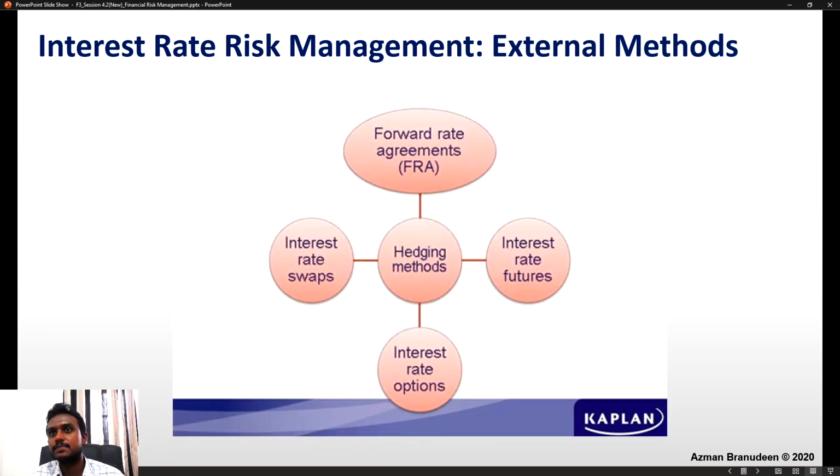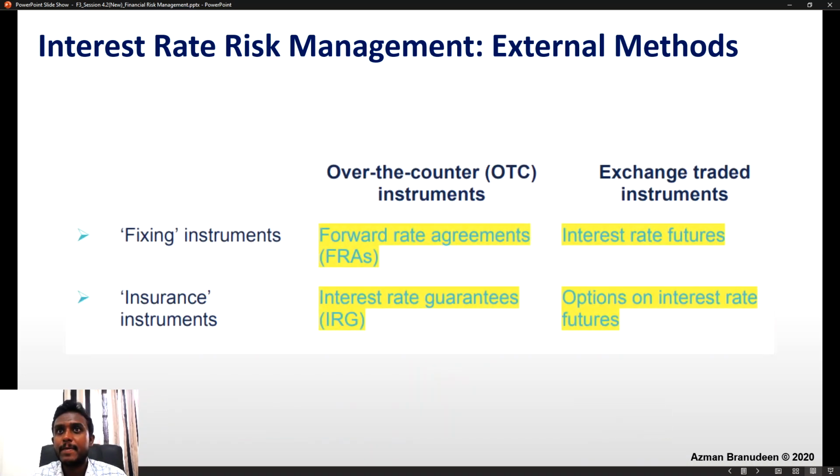External methods. So here you go. These are the four key approaches we have. If you classify them between OTC, over-the-counter instruments, and exchange traded, you have fixing and insurance instruments. Under OTC fixing, you have forward rate agreements. Under OTC insurance instruments, you have interest rate guarantees. Under exchange traded instruments, you have fixing through interest rate futures, and insurance instruments through options on interest rate futures. Actually, interest rate guarantees and options on interest rate futures have a very close similarity.